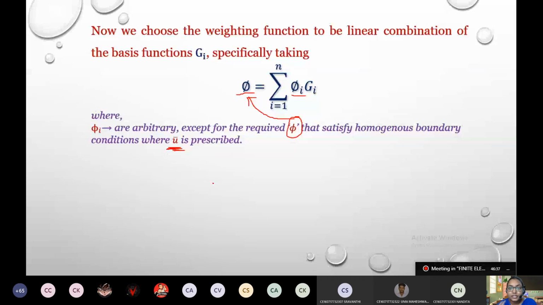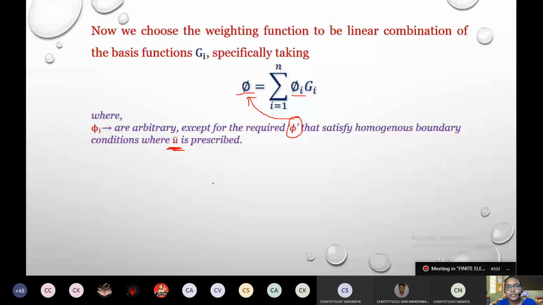Whatever weighting function we construct should be formed with the same basis function of u bar, and very importantly, the phi we are trying to find should satisfy the exact same condition where it is given. Suppose I'll tell you how it goes. It is given that u of 1 is equal to 2, that is, displacement at x equal to 1 is 2 in number. This is specified.